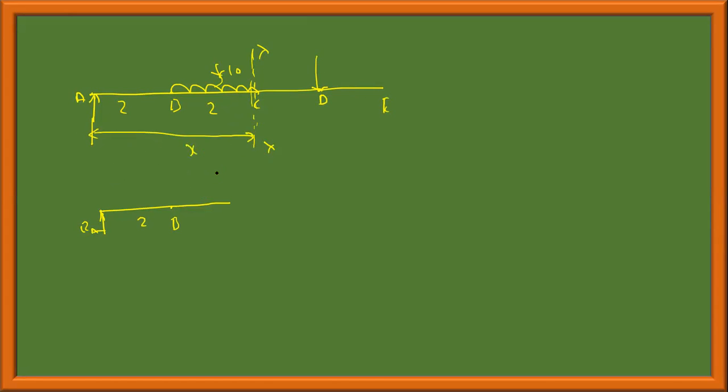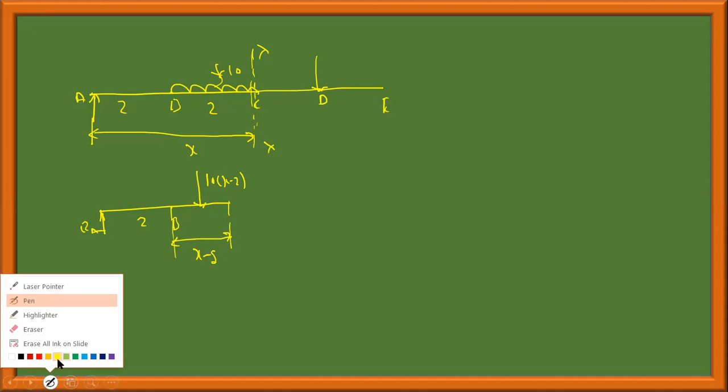Therefore, UDL will be 10 into 2. Sorry, I'm passing it here. This distance will be X minus 2. And this will be your 10 into X minus 2. And the section passes there itself.